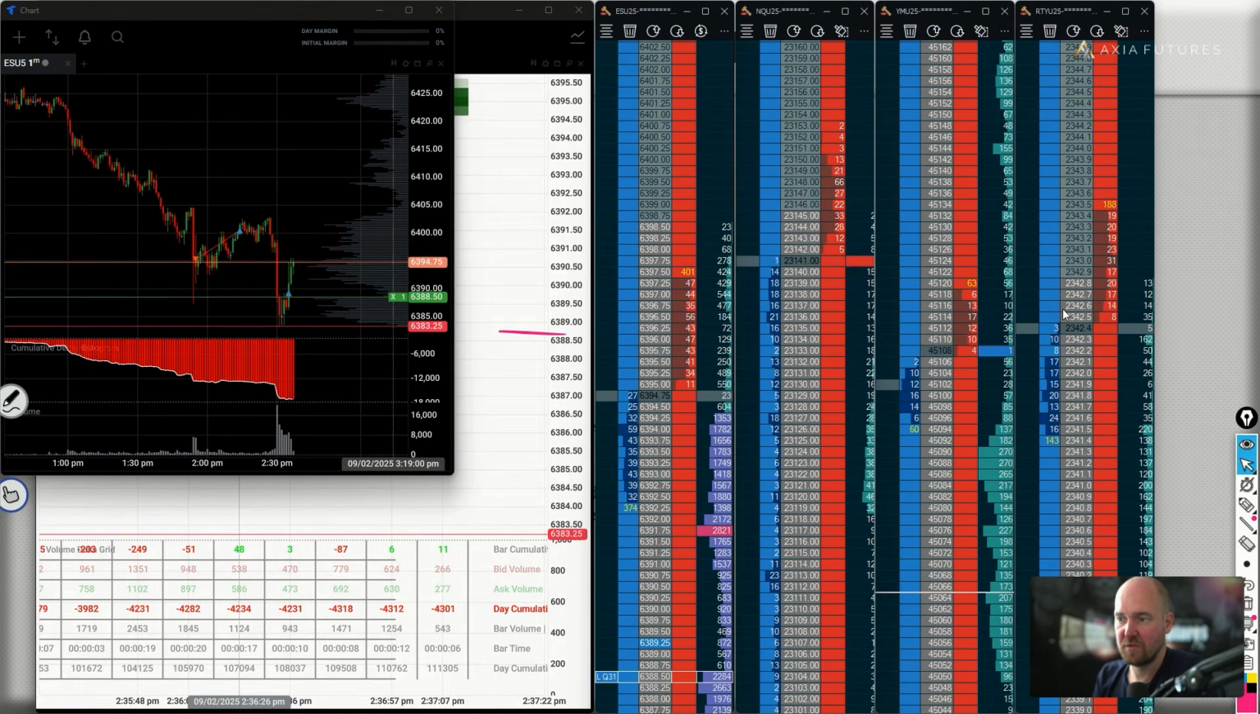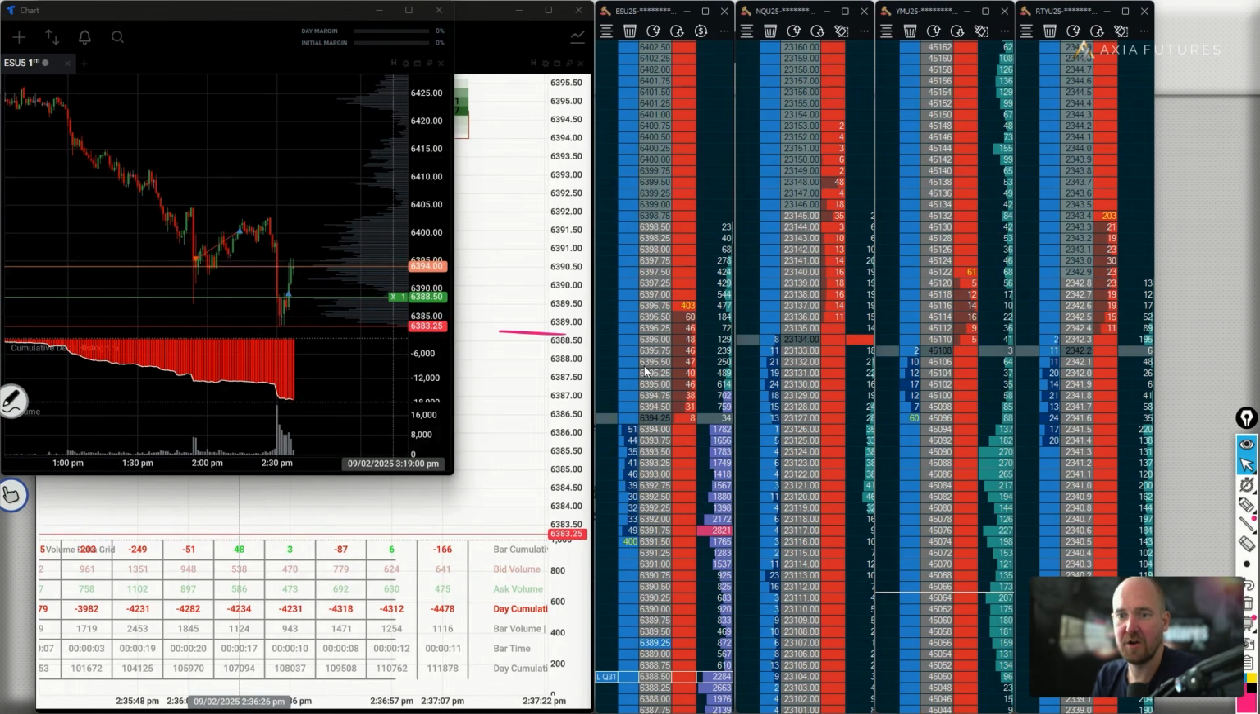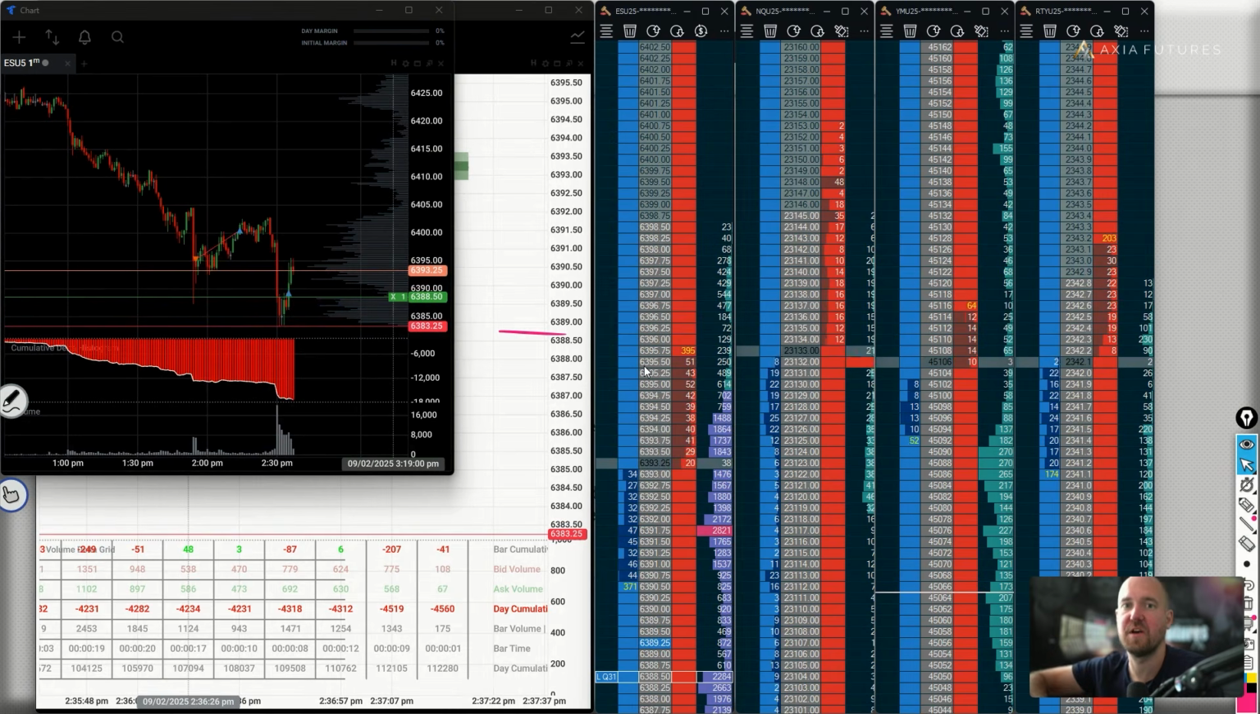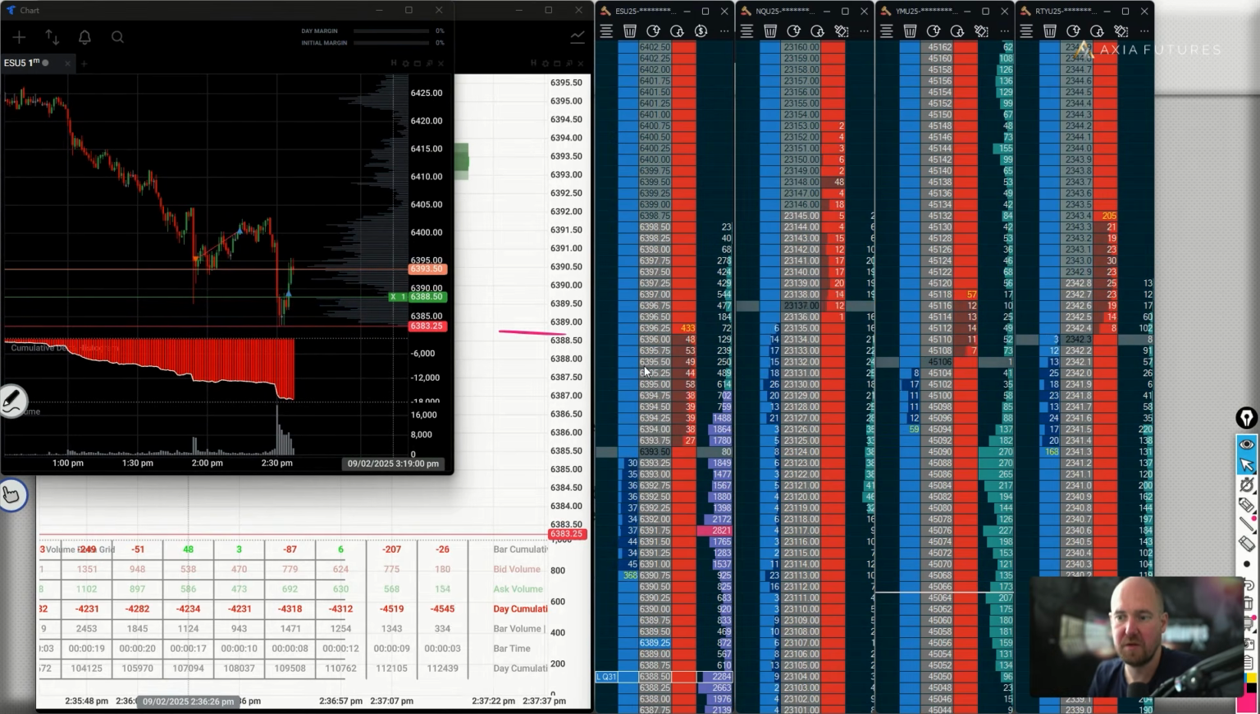Now starting to see Russell's pushing highs, NASDAQ's pushing highs. So getting back through the open here gives you that sense that we have tried to go down, we have failed to go down, and we're now looking for that movement up.